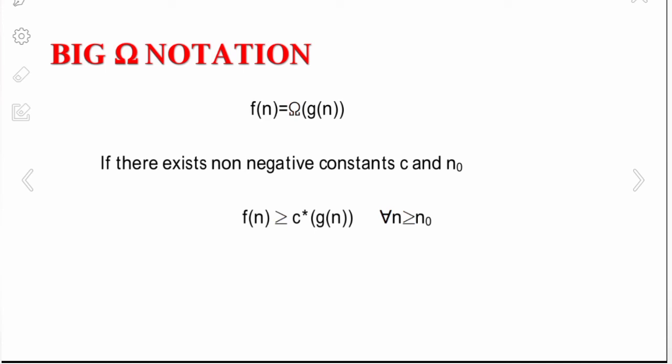So that we can reference the big omega in this format. f of n equals big omega of g of n for the non-negative constants c and n naught. So f of n is always greater than or equal to c into g of n for all n greater than or equal to n naught.